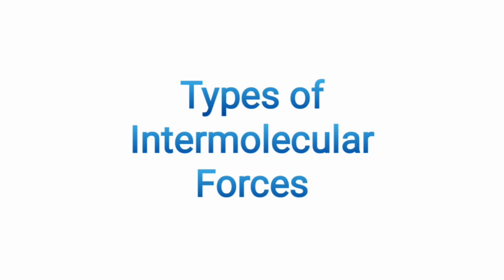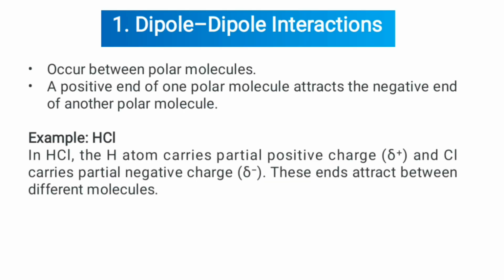Now, types of intermolecular forces. The first one is dipole-dipole interaction. My dear student, dipole-dipole interaction occurs between polar molecules. The positive end of one polar molecule attracts the negative end of another polar molecule. Example, HCl. In HCl, the hydrogen atom carries a partial positive charge and chlorine carries a partial negative charge. These ends attract between different molecules.